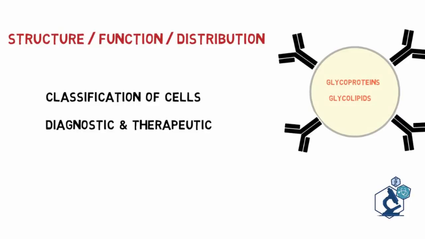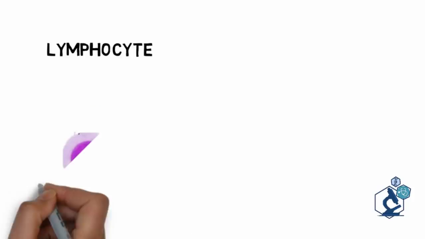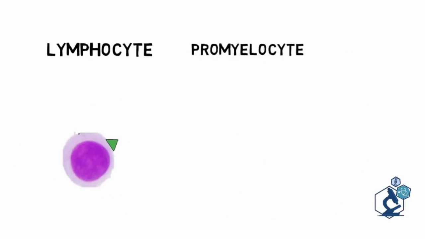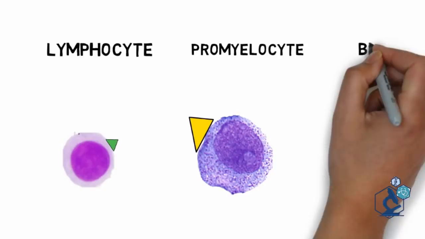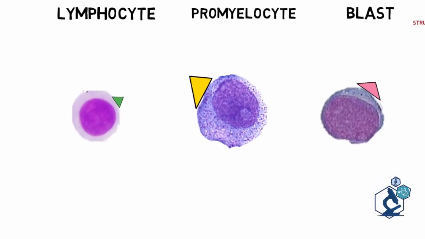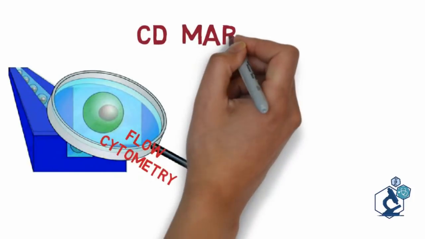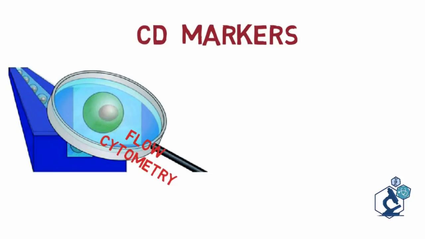Flow cytometry takes advantage of these CD markers to identify a cell as a lymphocyte, promyelocyte or a blast. Flow cytometry analyzes each cell based on the CD markers present and the number of those cells present in the sample to label it as normal or leukemic.